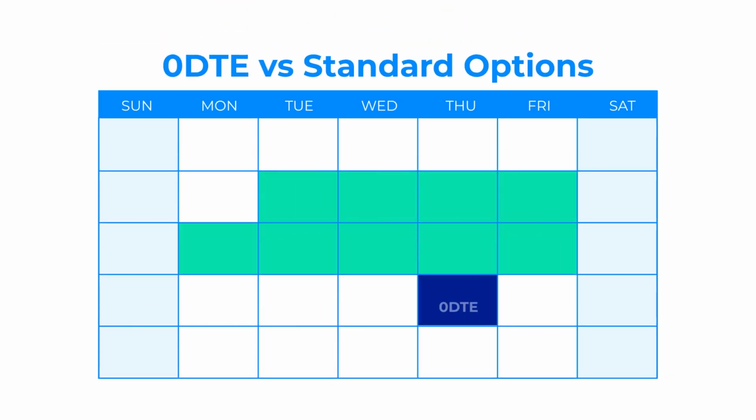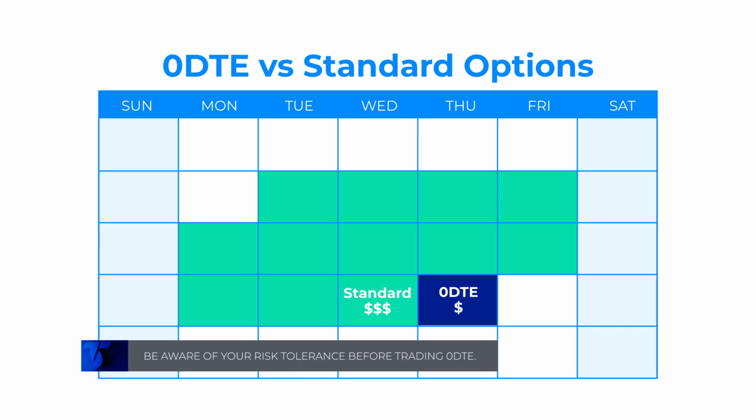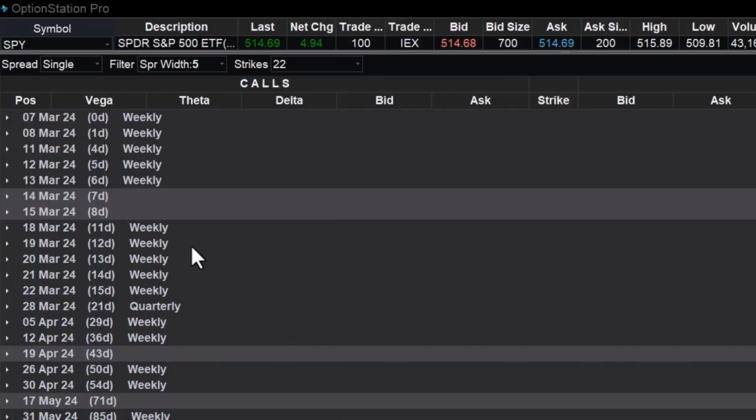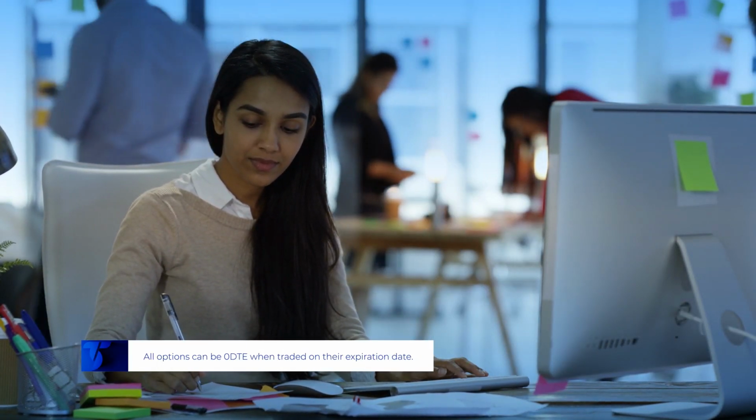Options carry a time value that is attached to the premium. Because there is little time until expiration, 0 DTE options may have lower premiums and offer a more cost-effective alternative than trading options with more time till expiration. This assumes that the shorter expirations are suitable for your strategy and risk tolerance. Let's examine some inherent risks associated with trading 0 DTE options, which arise primarily from the shorter trading period. It's important to note that all options, not just weeklies, can be 0 DTE when traded on their expiration date.